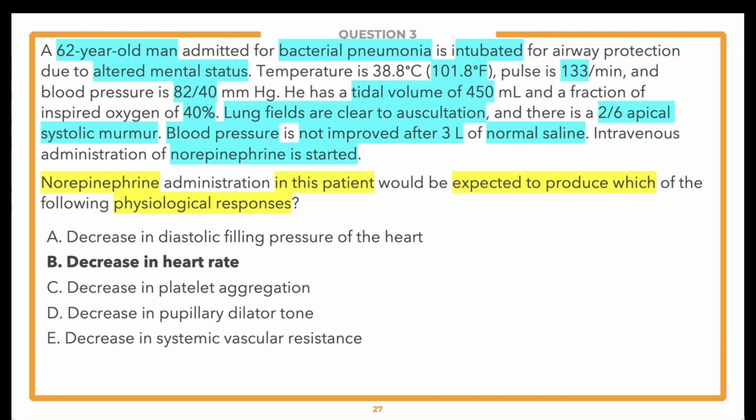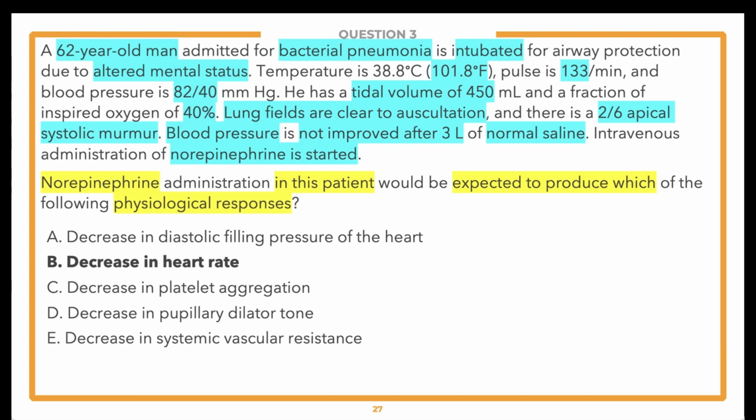So we know this patient has acute respiratory failure, right? He's got a fever, he's got altered mental status, tachycardia, and hypotension. And we already knew that they had bacterial pneumonia. So we're thinking here, this patient likely has septic shock.